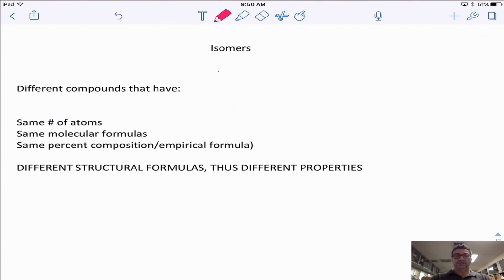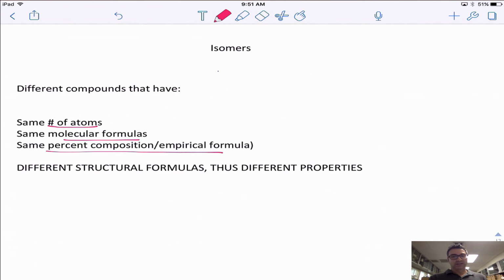Hi everybody, so today we're going to talk about functional groups. Before we do that though, I just want to introduce you to something called isomers. Isomers are similar in the sense that they will have the same number of atoms, the same molecular formulas, the same percent composition and empirical formula, but what makes an isomer unique is the fact that it has different structural formulas.